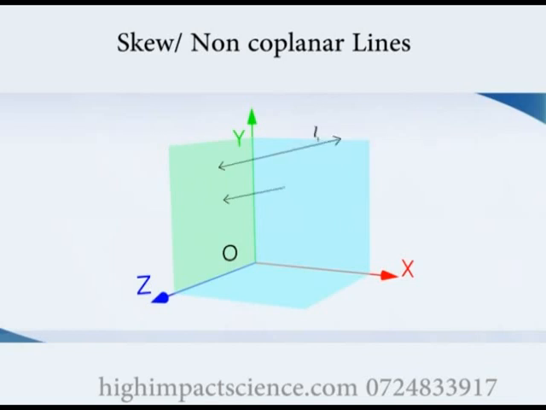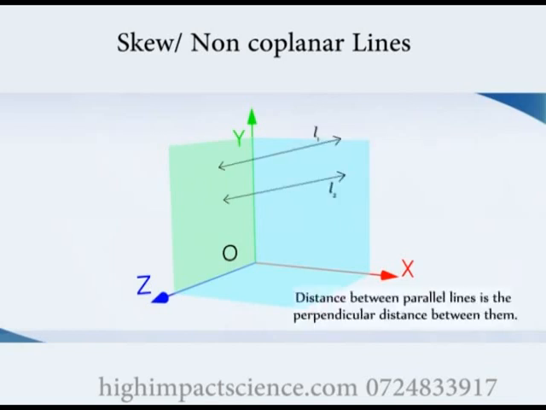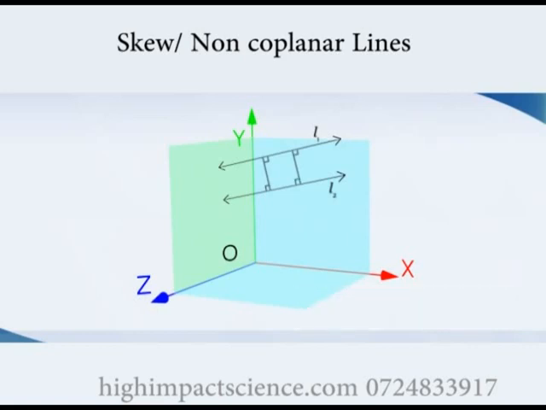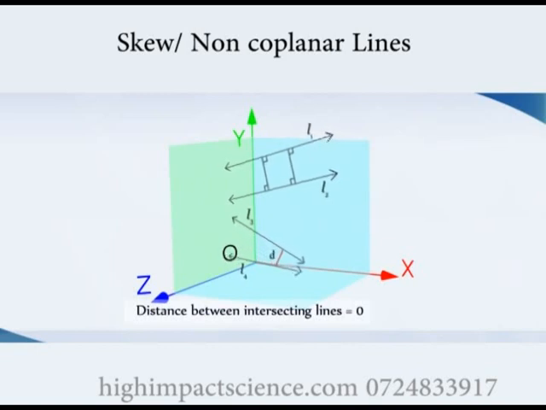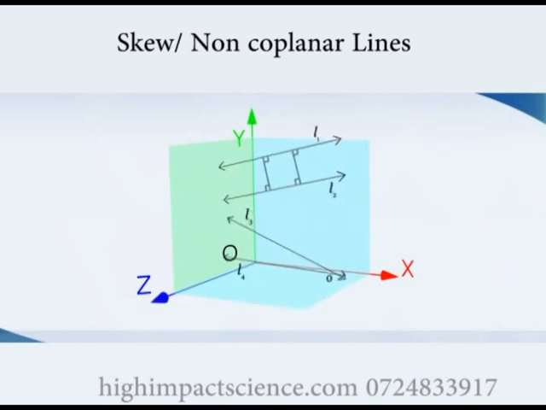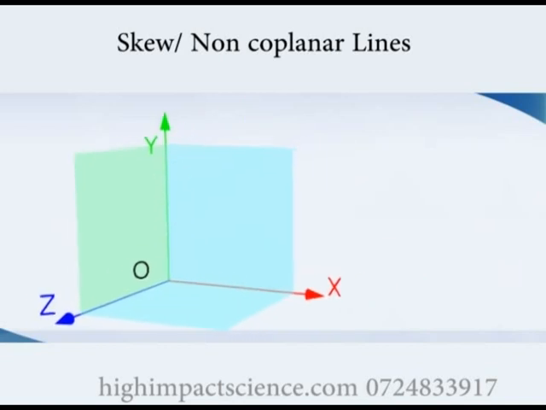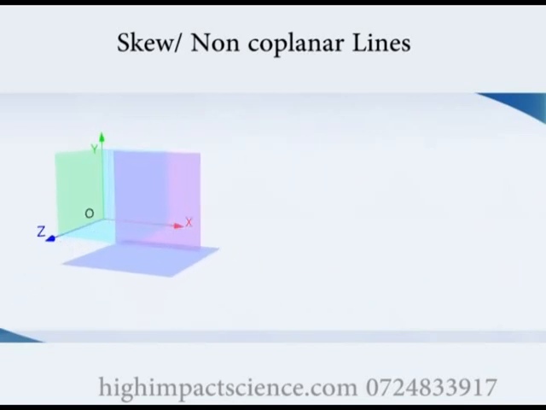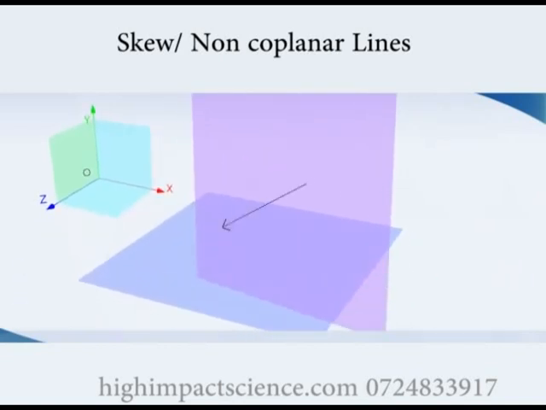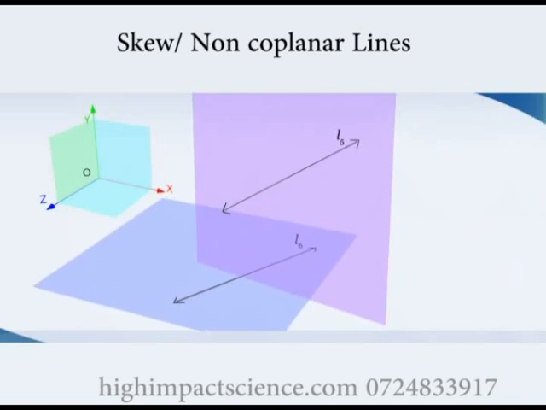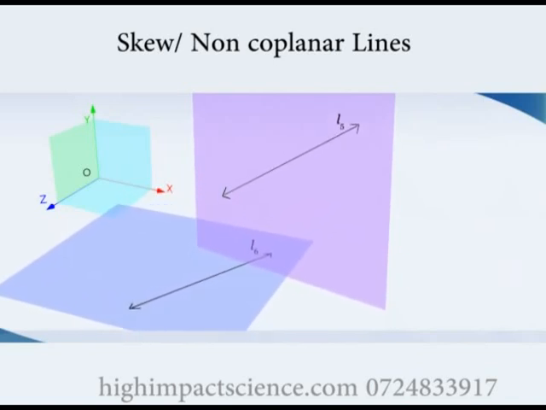Equally in space, the shortest distance between two parallel lines is the perpendicular distance between them, and the shortest distance between intersecting lines is 0. However, in space, there are lines which are neither parallel nor intersecting. Such lines are called skew lines. Skew lines always belong to different planes, and so they are also called non-coplanar lines.